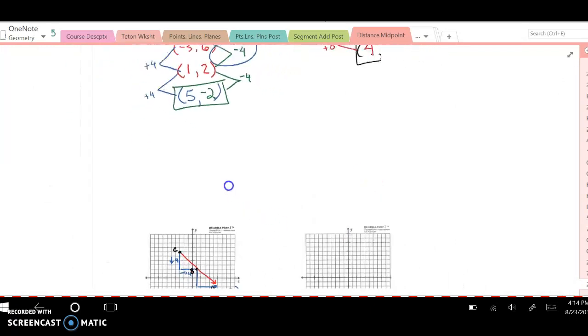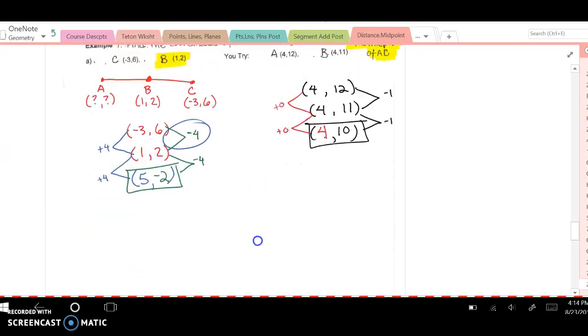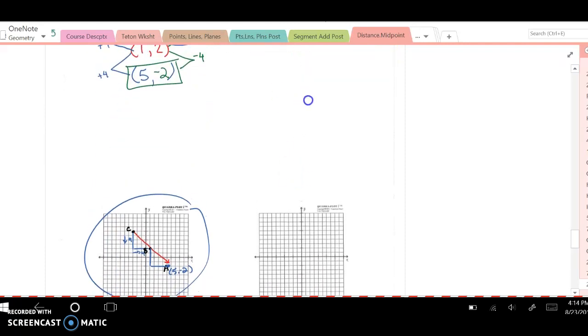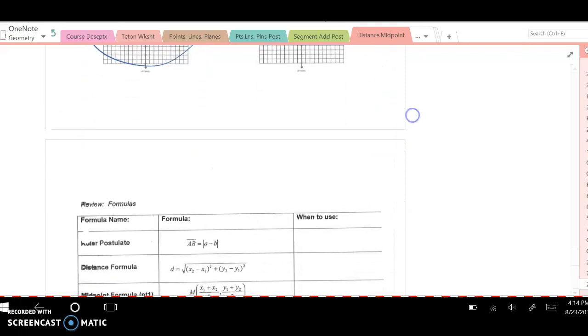So for a lot of people, doing it on the grid makes more sense to them than stacking up the numbers and manipulating the numbers there. Whatever makes more sense to you. I don't care which method you use for finding an endpoint given a midpoint.